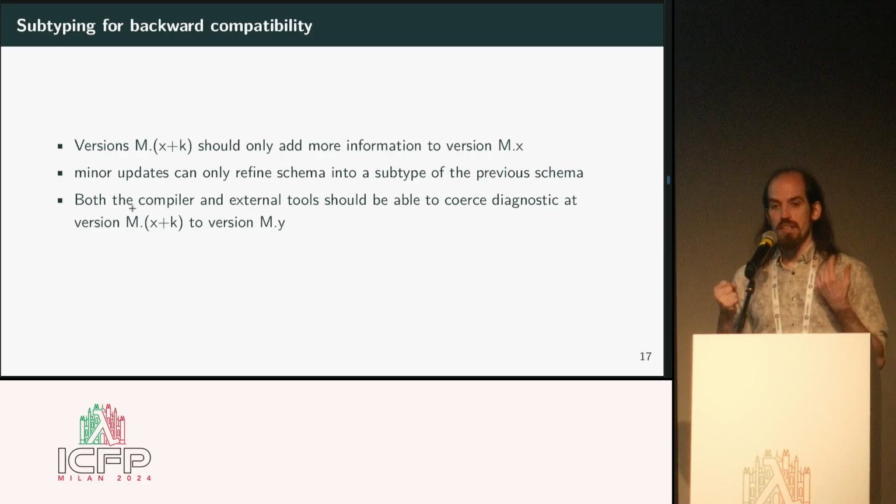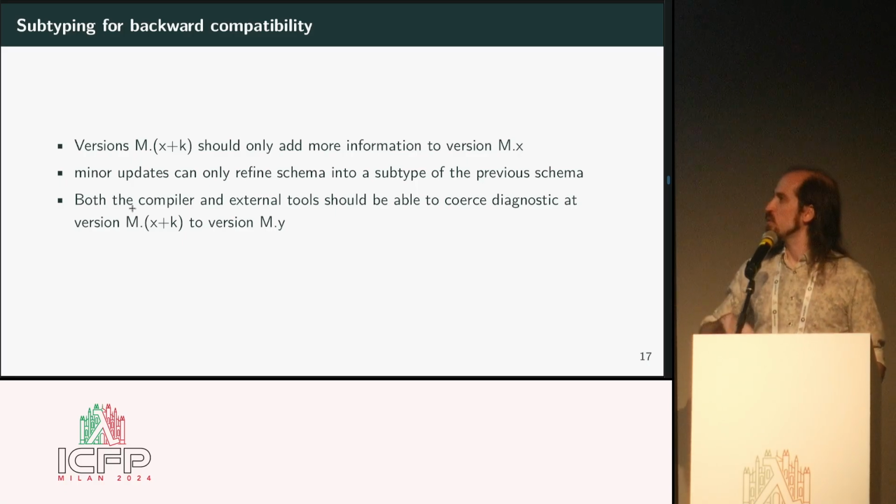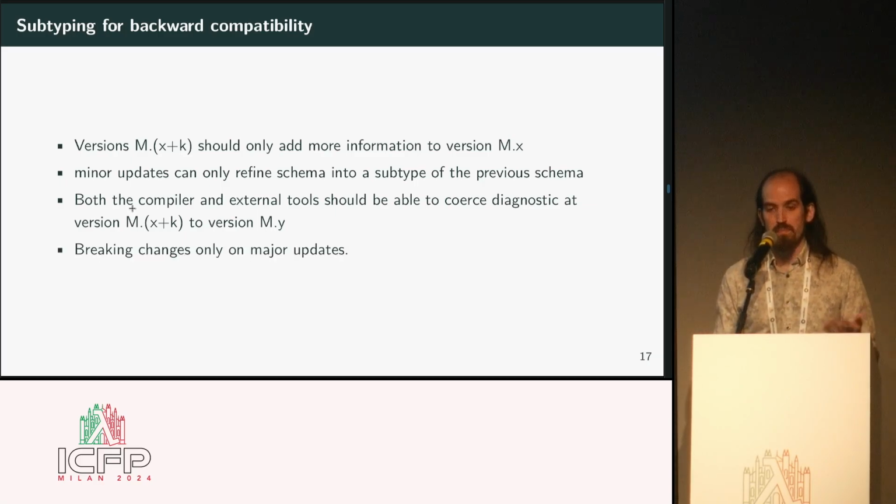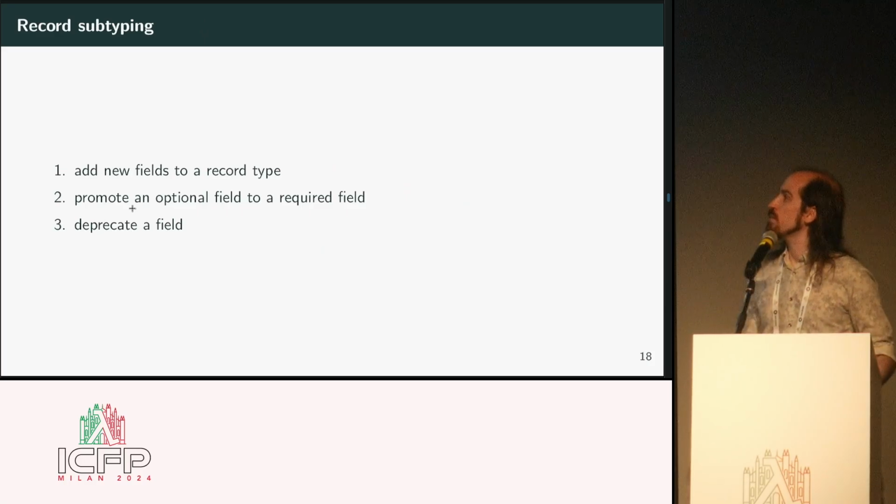And it will be nice if both the compiler and the tool will be able to cross between later versions and previous versions. Unless from a new major version, because at some point maybe we want to add completely new information, and no one can predict the future, so breaking versions are kind of unavoidable.